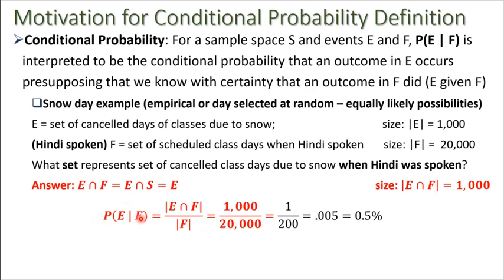So now if we look at this again, we say the probability of E given F is going to be the size of E intersect F, which is just 1,000, right? Because it's really just the size of E, which is 1,000. And we're going to be dividing by the total number of days Hindi was spoken, which again, F is just going to be the set S. So we're just going to be dividing by 20,000, and we get the same 0.5%.